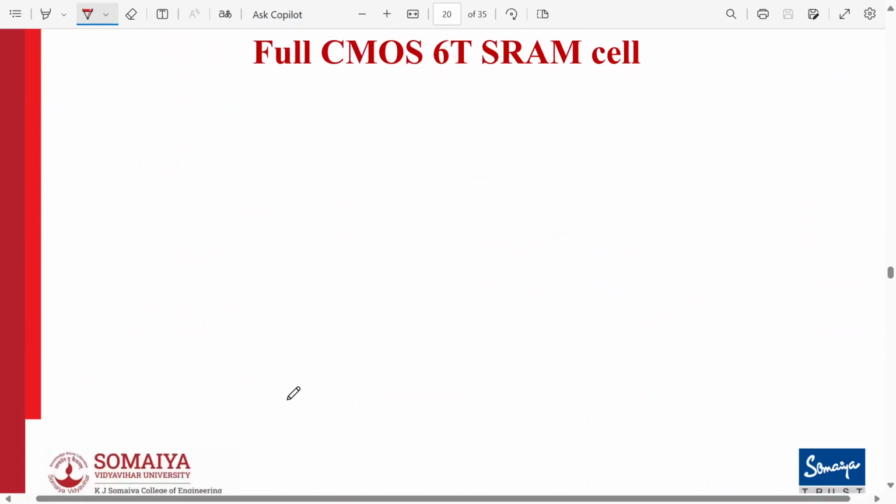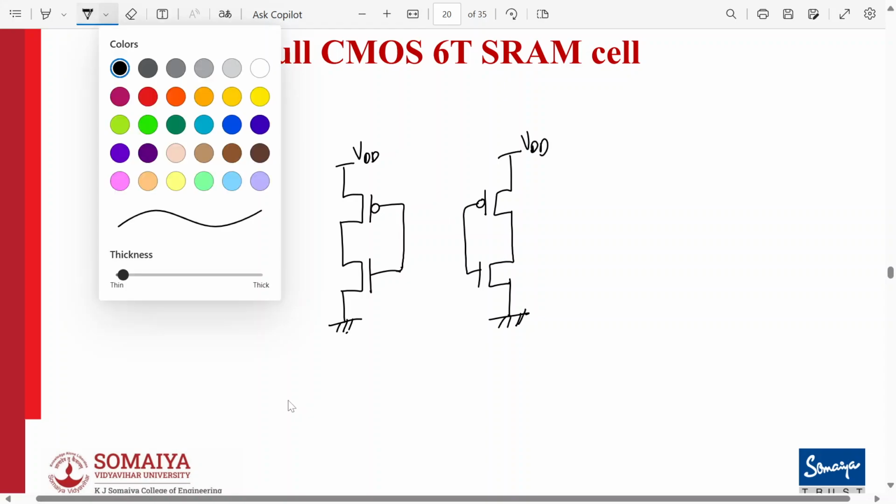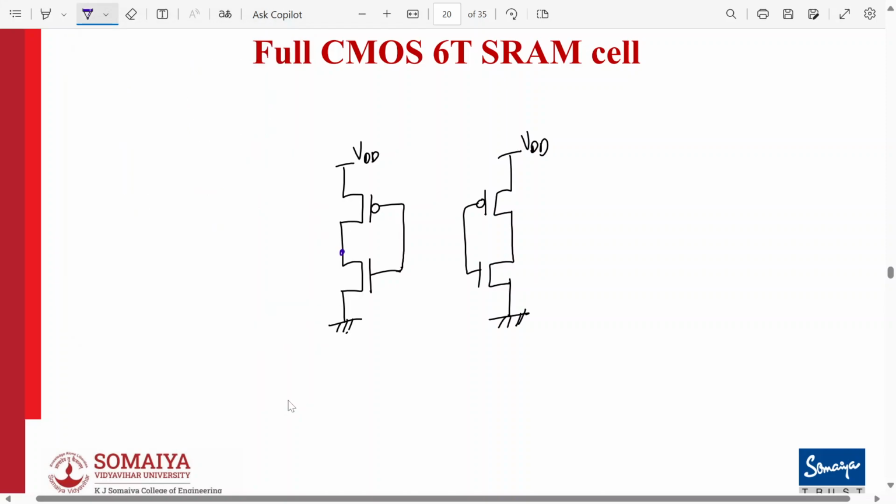Now let us draw the structure of the full CMOS 6T SRAM cell. Only in some books the names are given differently, but it's one and the same. So for revision, let's draw it one more time. We have the two inverters. This is inverter number 1, and we have another one over here. The output of the first is connected as input to the second, and the input of the first is connected as output to the second.